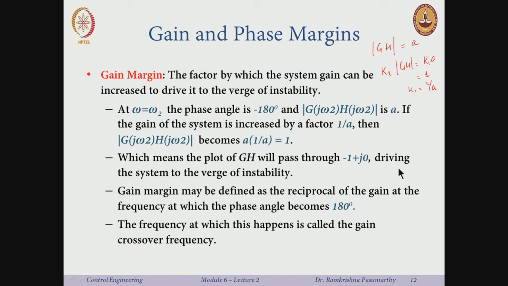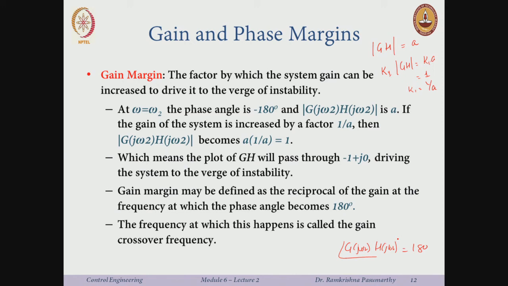So, how do we define this? What is this gain margin in terms of a number? The gain margin may be defined as the reciprocal 1 over A. Reciprocal of what? Reciprocal of the gain at the frequency at which the phase angle becomes 180. This frequency we defined as omega 2. At omega 2, the angle of G(j omega 2)H(j omega 2) was 180. So, at this omega 2 I calculate the gain.